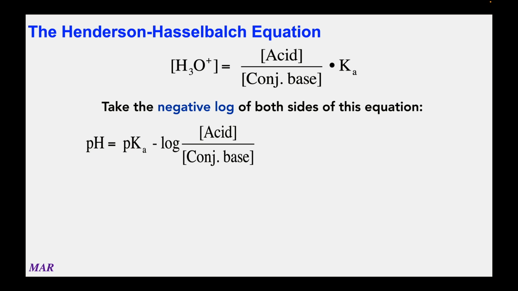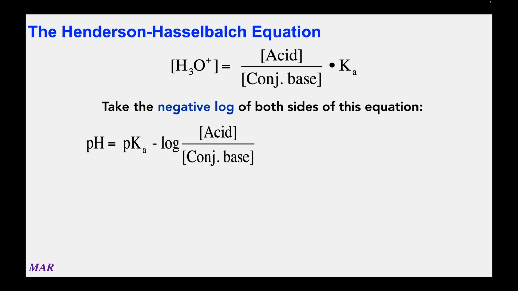Minus log of the right-hand side, in the logarithm world, you can break that up into minus log Ka plus minus log acid over base. Now, minus log Ka is pKa. That's something we've seen a little bit or talked about. And minus log acid over base is the other part that's listed.